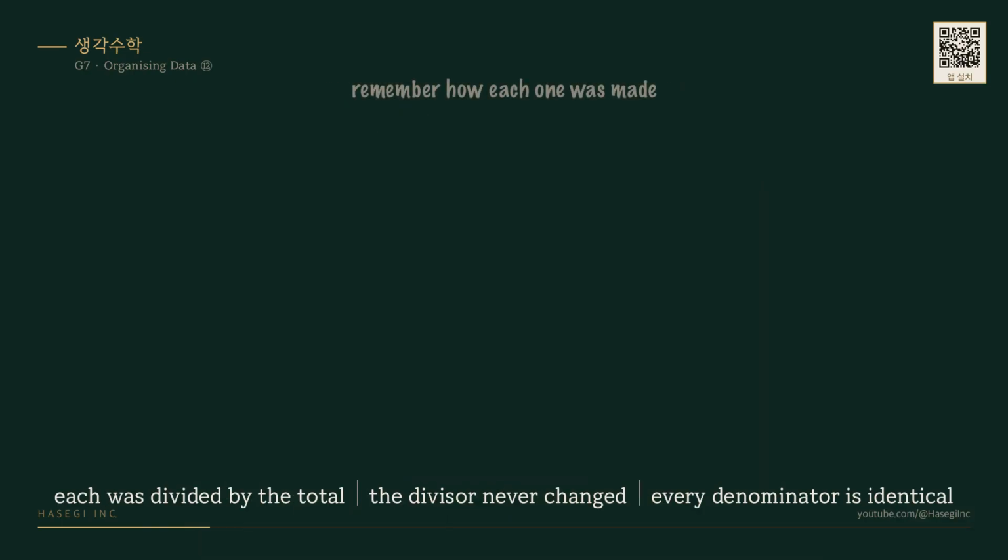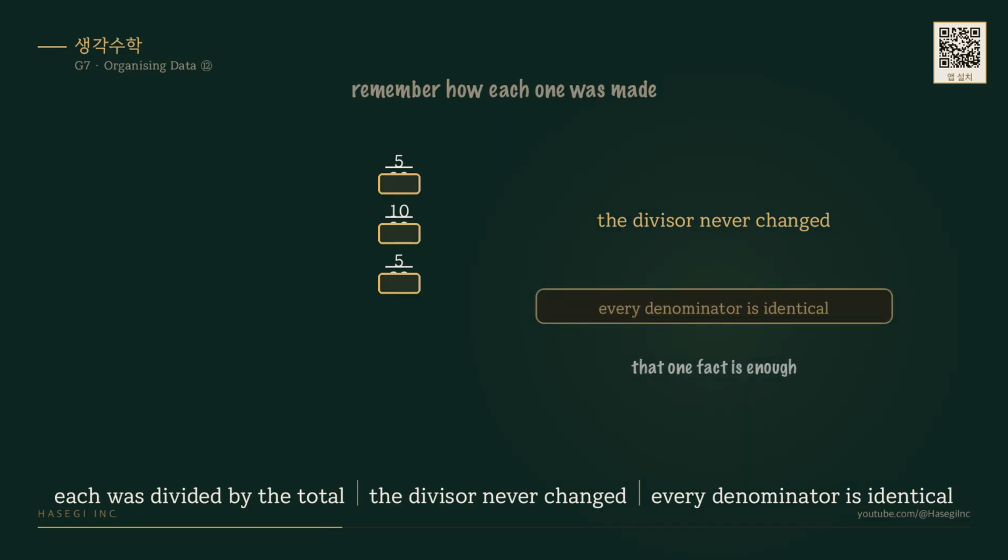Remember how each one was made. The first class was the first frequency divided by the total, and the second was the second frequency divided by the total. The thing we divided by was not different for each class. It was the same total every time. Every denominator is identical, and that one fact is enough.